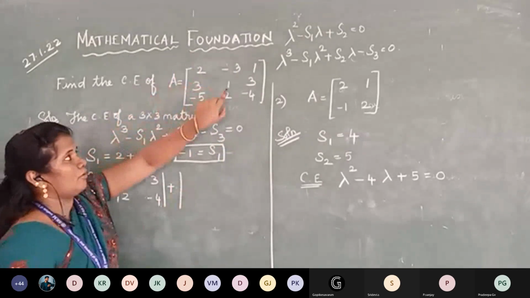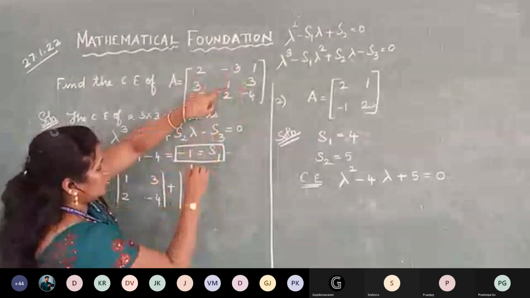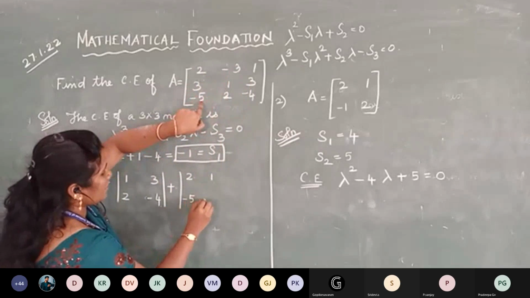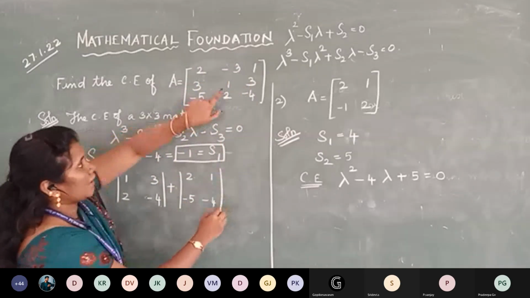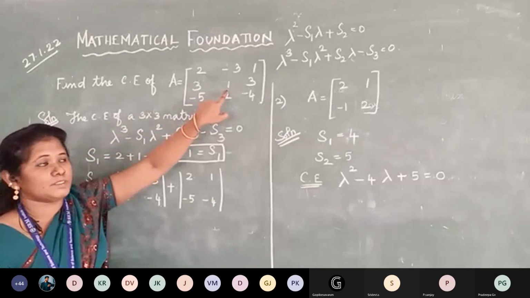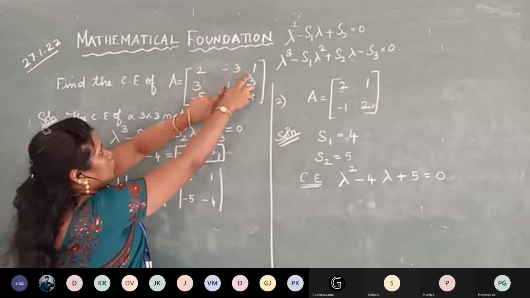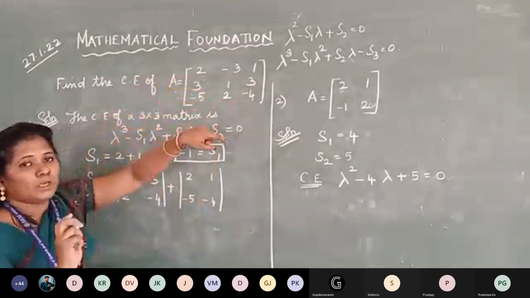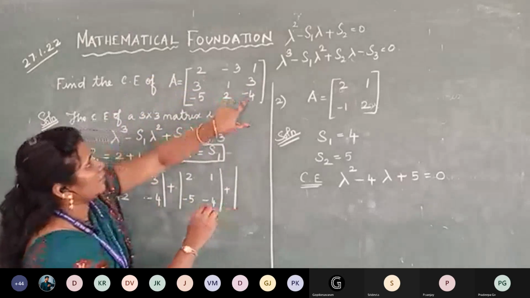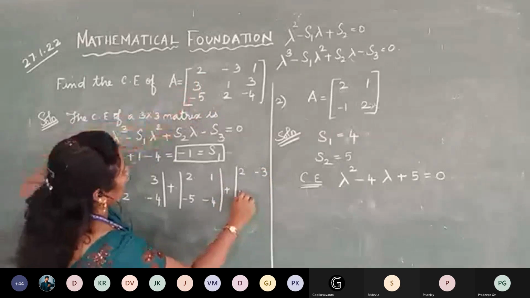Your next minor of 1. You're going to write for 1. So close this term and this term. You will write 2, 1, minus 5 and minus 4. Okay, minor of 1. You're writing the minors of the main diagonal elements. So for 1, you close down these, 2, 1 and minus 5, minus 4. Next diagonal element is minus 4. For minus 4, the minor will be 2, minus 3, 3 and 1.